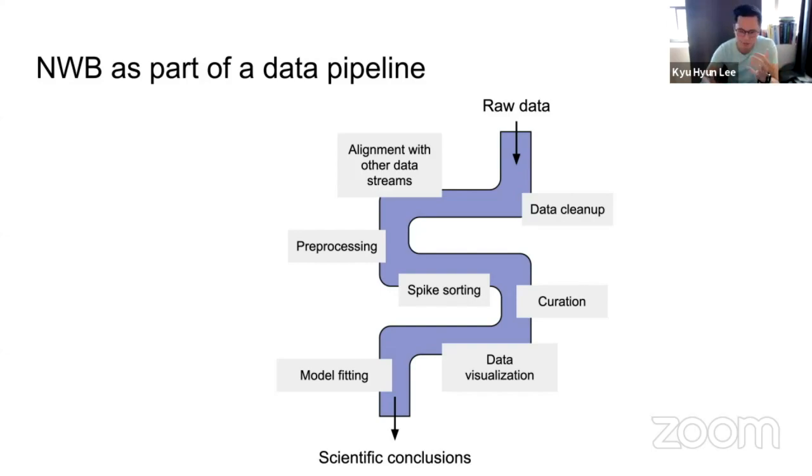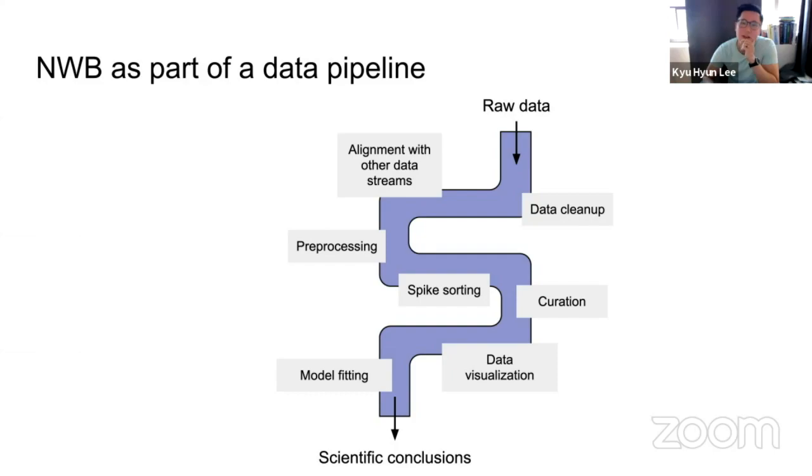We've already heard some of them, such as data cleanup, aligning the data with other data streams like behavior and neurophysiology data, spike sorting, and visualization and model fitting and so on. Many of which we would like to standardize and automate to the extent that it's possible, because we don't all want to be solving this problem over and over again.